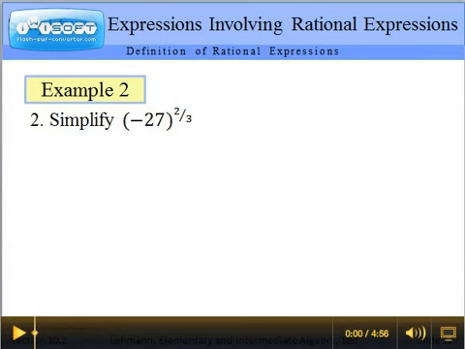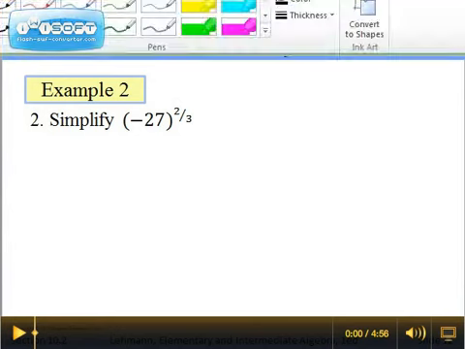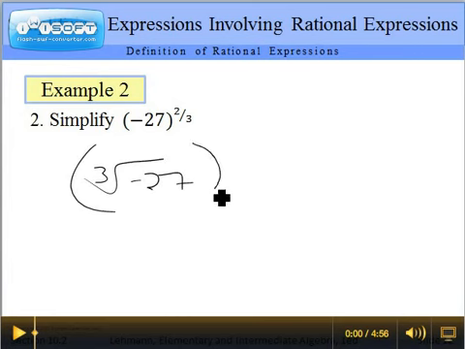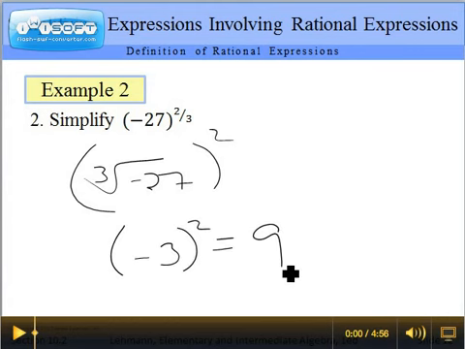Now I want to simplify negative 27 raised to the 2 over 3. So this is the same as me taking the cube root of negative 27 and then squaring it. The cube root of negative 27 is negative 3. If I square that, it gives me a positive 9.